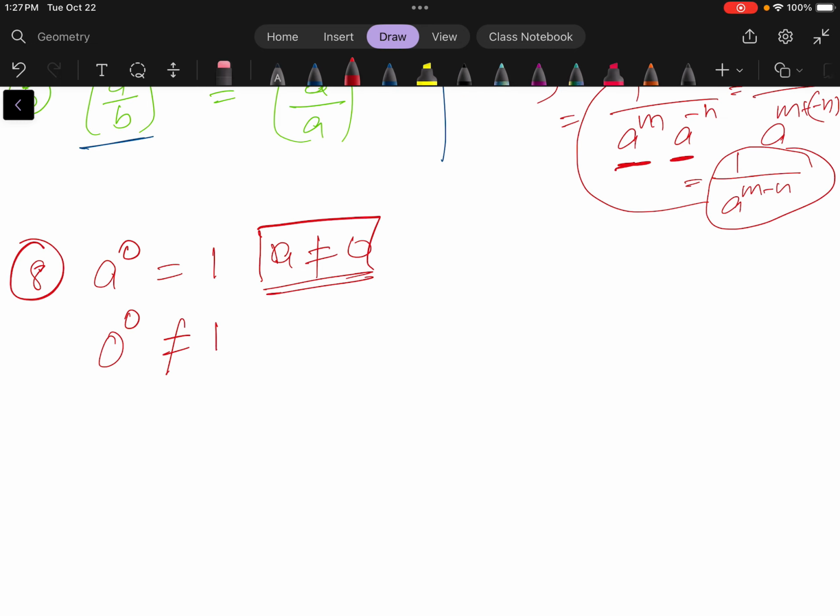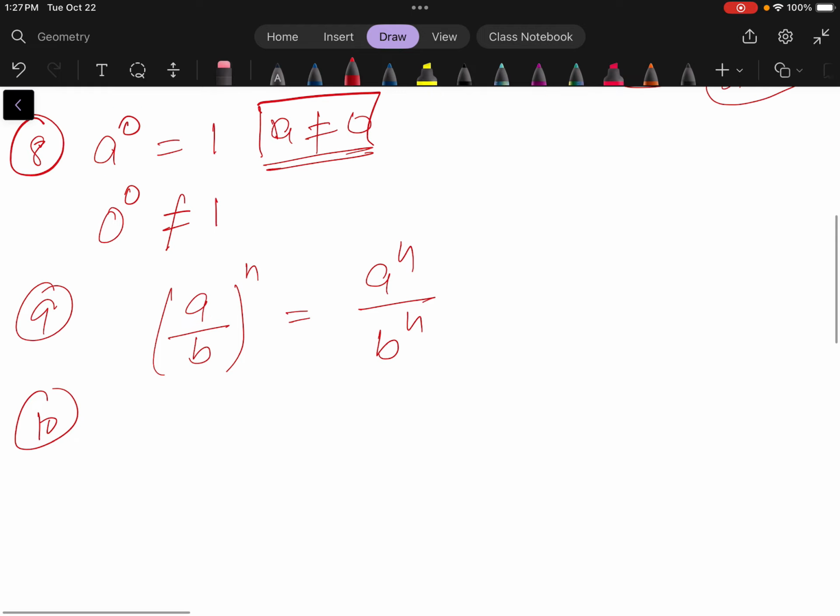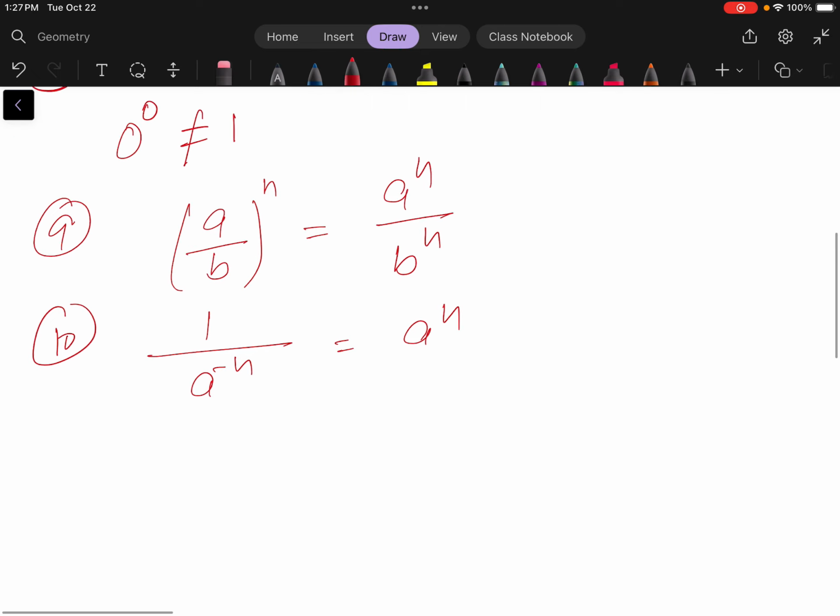The 9th formula: I am just writing here (a divided by b) to the power n. We can write it a to the power n and b to the power n. Okay, now the 10th formula, these are all derivations of the earlier formulas, a to the power minus n. We can write it 1 upon a to the power n. Correct? Any doubt till now?